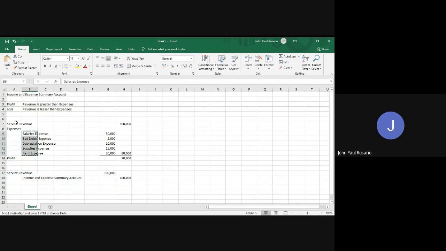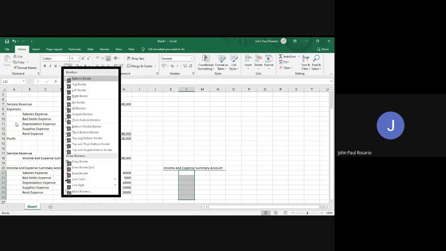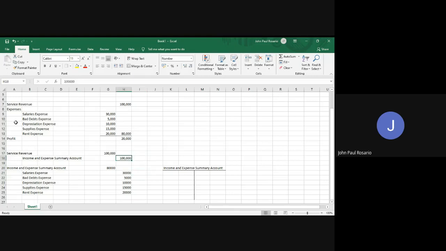So this one, with the amounts of each. And then we debit the total into the income and expense summary account. So the total for this one is again 80,000. If we make a T account for the income and expense summary account, first we credit 100,000, and we also debit 80,000. That is the record.